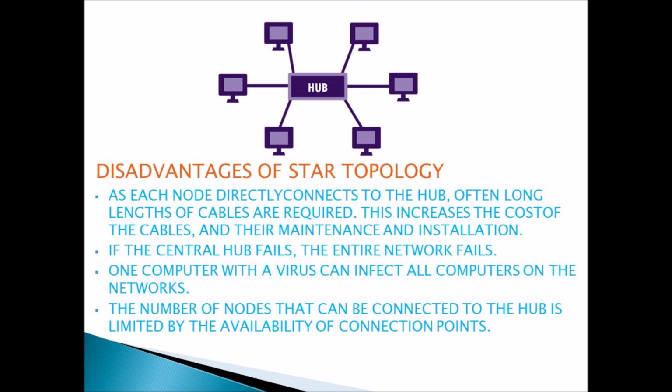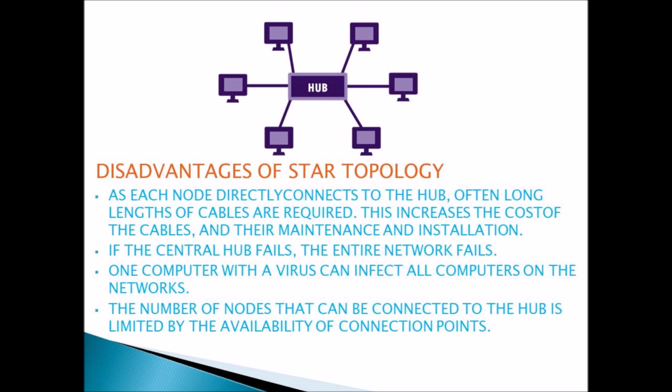If the central hub fails, the entire network fails. So if any problem occurs in the centralized device itself, the entire network will fail. One computer with a virus can infect all computers on the network. We said that if any fault occurs in any node, it doesn't affect the others, whereas if a virus affects the computer in a node, it affects all the other nodes on the network, because the data are transferring, and even the virus will transfer through the network to the other devices.